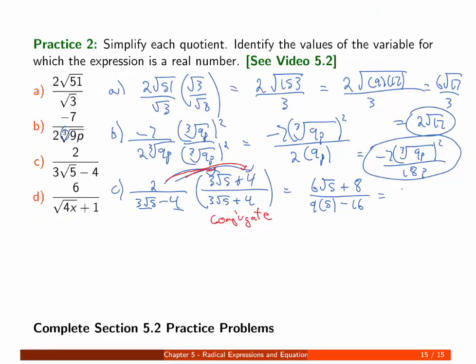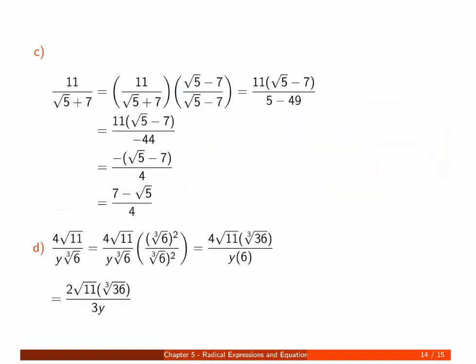So here we have 6 root 5 plus 8 over 9 times 5 minus 16, which is 29. And you could take out a 2 from this term, but that would just work backwards. You'd be left with this. So let's just keep it like this. I believe that's probably how I left things. Things worked out well up top here.